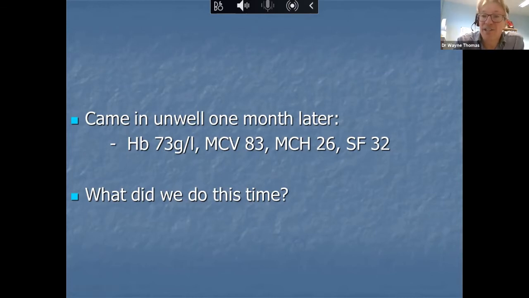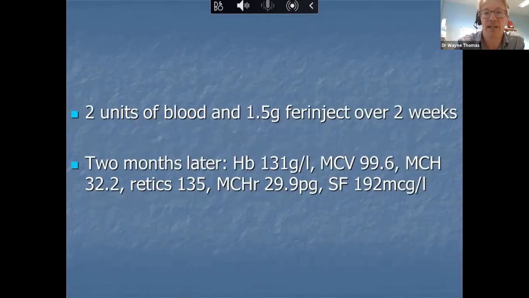So what do we do this time? Well, it's going to happen again if you just give blood. This might look like normocytic anemia, and the serum ferritin's in the normal range. She's going to run out of iron. And so what she got was essentially about 2 grams of iron. So 2 units of blood give you about 200 milligrams each, and 1.5 grams split over 2 weeks.